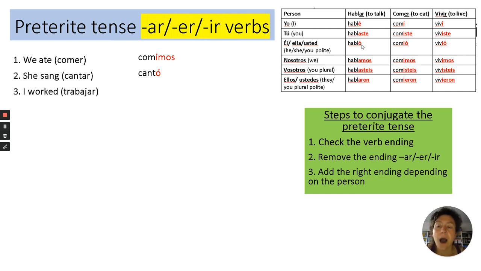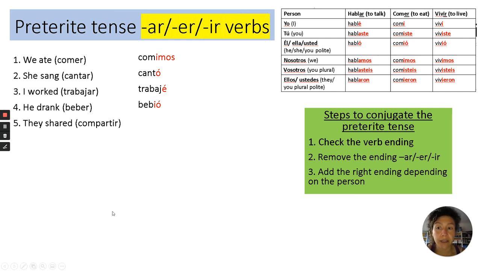Número tres, I worked, trabajar, pause, trabajé. So again, AR verb, I go to my AR verb column, I remove the ending, okay, and then I add é because it's I. Número cuatro. He drank. Pause. Bebió. So in here, ER verb. Okay, so I go to my ER verb column, I remove the ending, and I have to add ió because it's he. Vale? Okay.